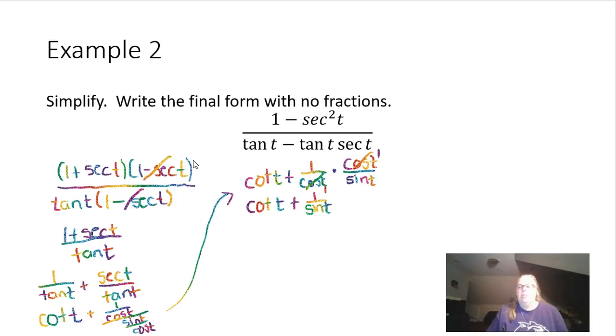And then the sine actually has a reciprocal function, which is the cosecant, so we can turn that into the cosecant, and now we have an expression that has no fractions in it.